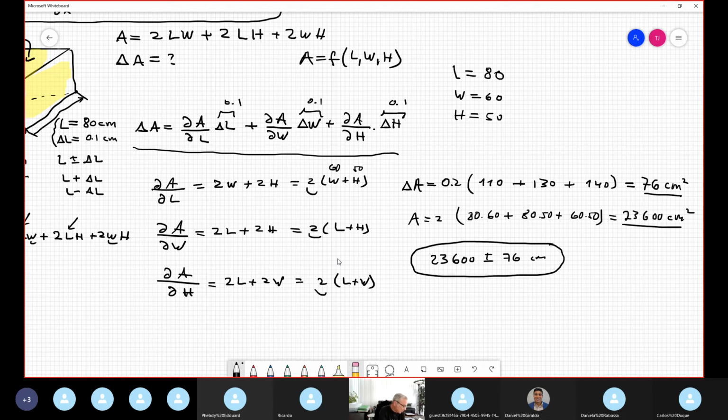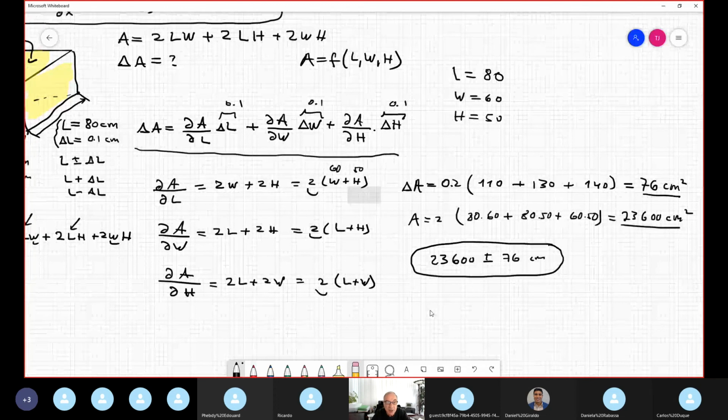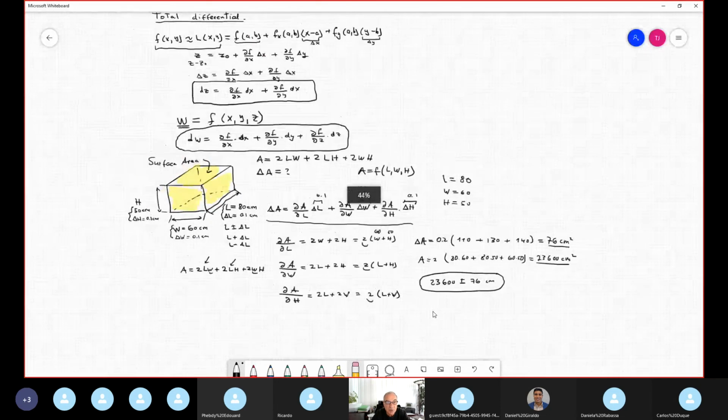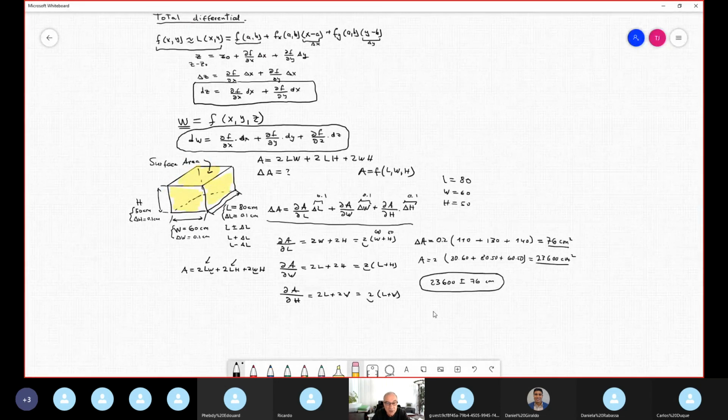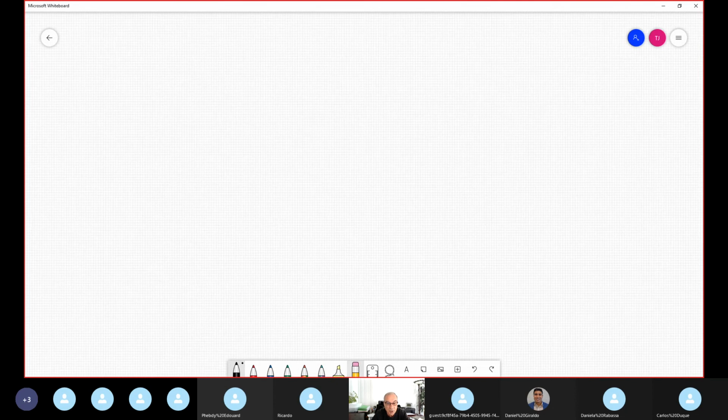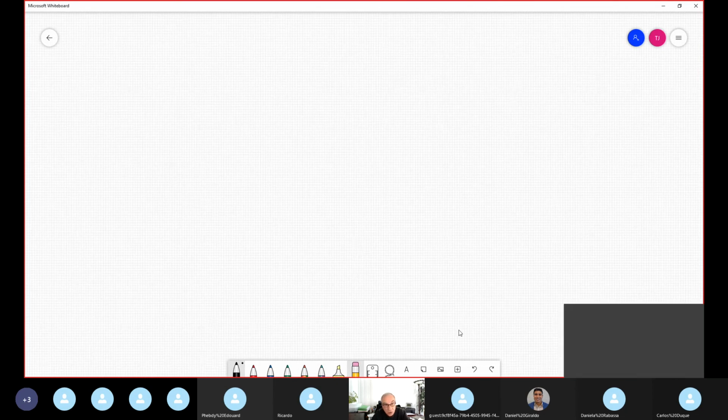Okay, guys, I want to spend the rest of the time on one theoretical part because I need to complete your knowledge. Look. Any question about the total differential formula and its application to compute the error propagation? No? Everything okay? Okay, good, all good.